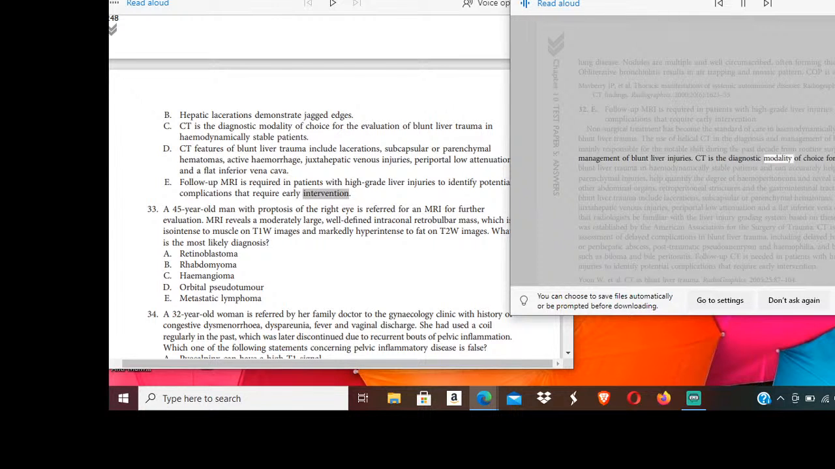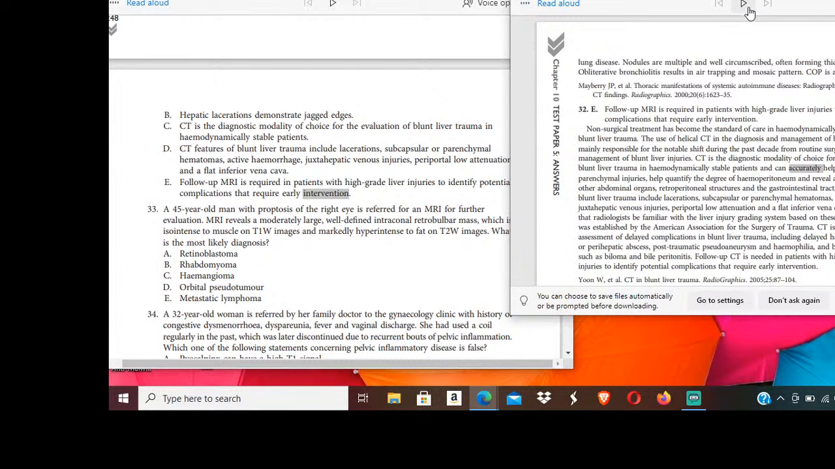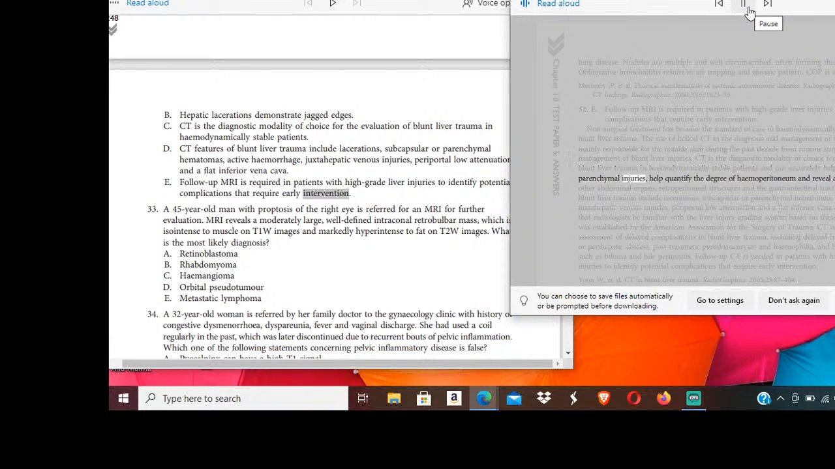CT is the diagnostic modality of choice for the evaluation of blunt liver trauma in hemodynamically stable patients and can accurately help identify hepatic parenchymal injuries, help quantify the degree of hemoperitoneum, and reveal associated injuries in other abdominal organs, retroperitoneal structures, and the gastrointestinal tract. The CT features of blunt liver trauma include lacerations, subcapsular or parenchymal hematomas, active hemorrhage, juxtahepatic venous injuries, periportal low attenuation, and a flat inferior vena cava.